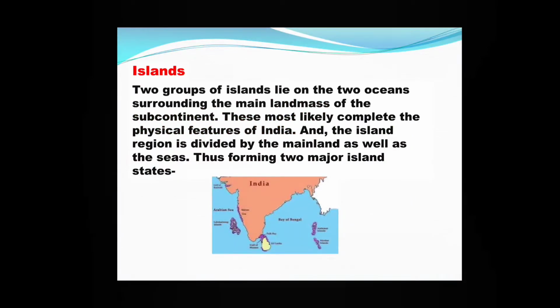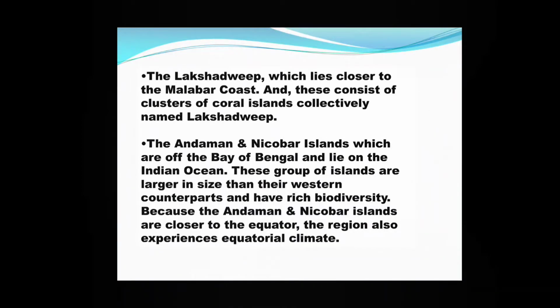Now islands. A landmass covered with water on all four sides is known as an island. Two groups of islands lie in the two oceans surrounding the main landmass of the subcontinent. This most likely completes the physical features of India. The island region is divided from the mainland by the seas, thus forming two major island groups, the Lakshadweep Islands and the Andaman and Nicobar Islands.